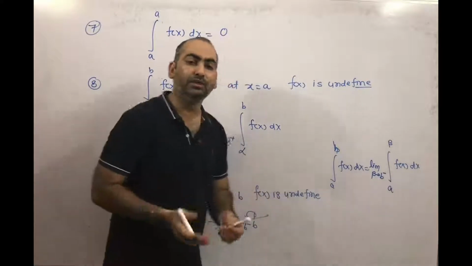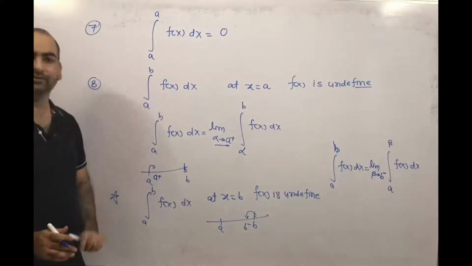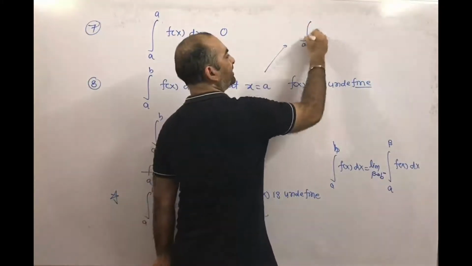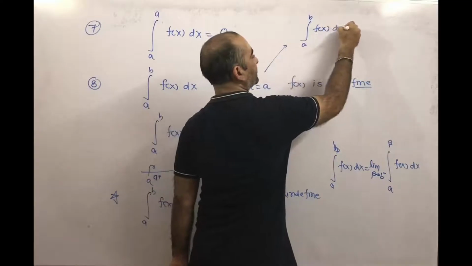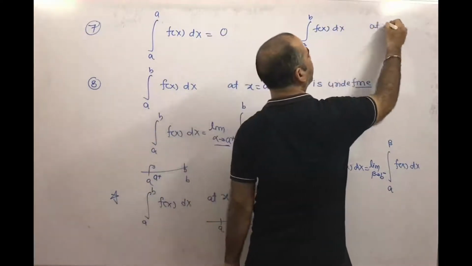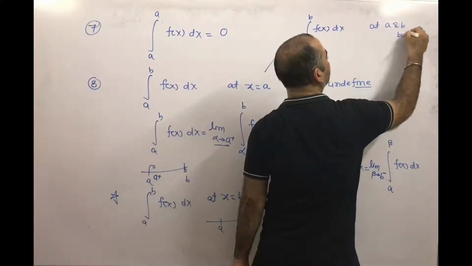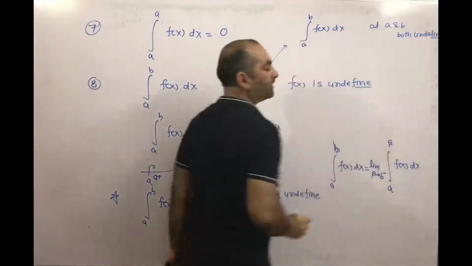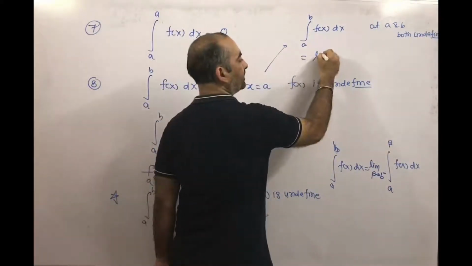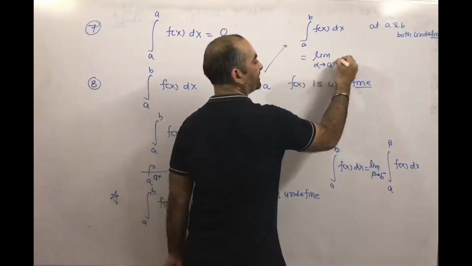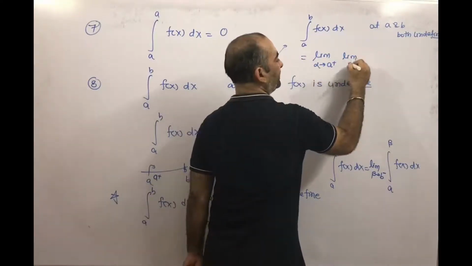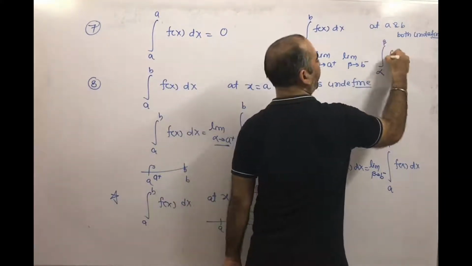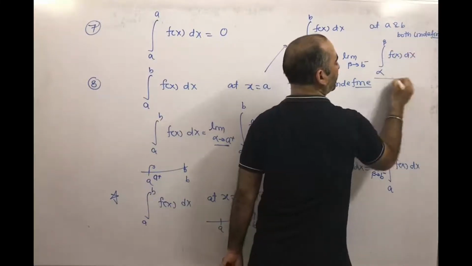If at both a and b it is undefined, then what will you do? I am writing here integration a to b f(x) dx, at a and b both undefined, then what will you do? Limit alpha tending to a plus, limit beta tending to b minus, integration of alpha to beta f(x) dx. Both we have to apply.